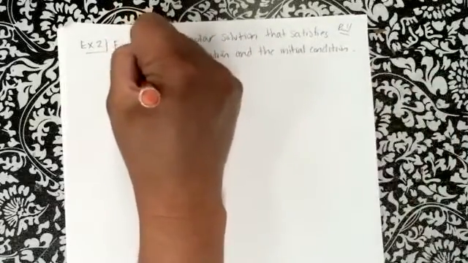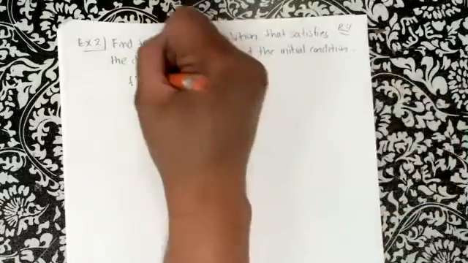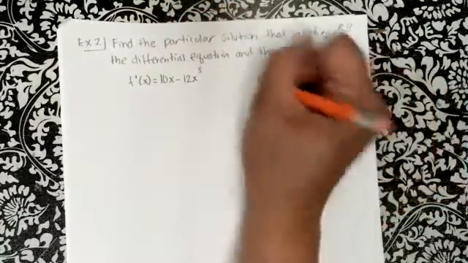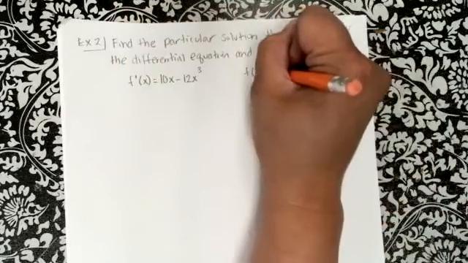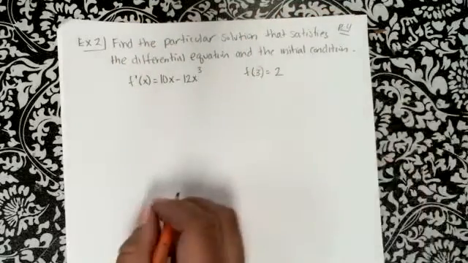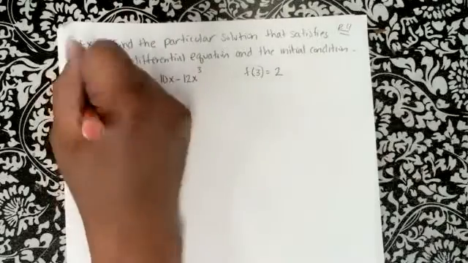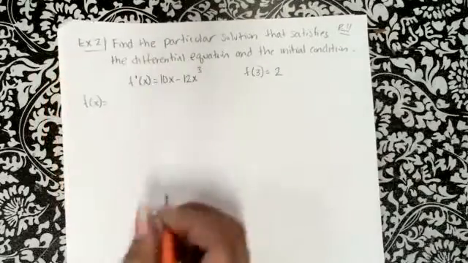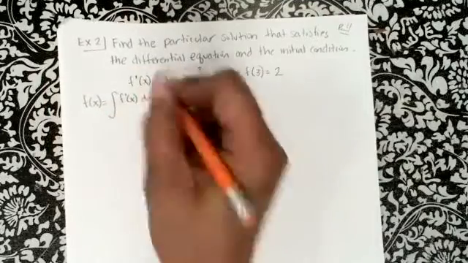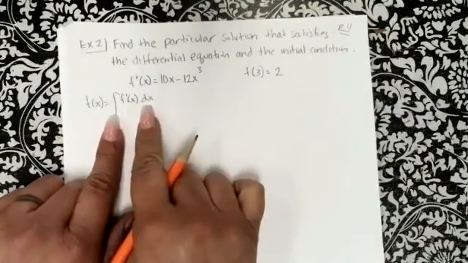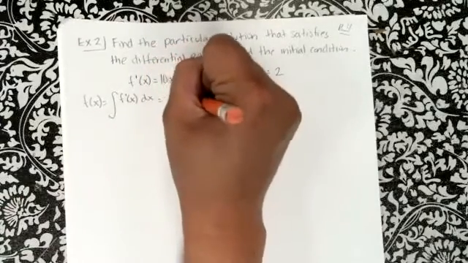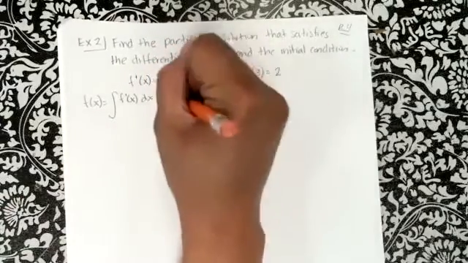So if the derivative is equal to 10x minus 12x cubed, and the initial condition is when f of 3 equals 2. So we are trying to find out what f of x equals. Well, f of x is equal to the antiderivative of the derivative. So that makes the derivative cancel out. So we are basically taking the antiderivative of 10x minus 12x cubed.